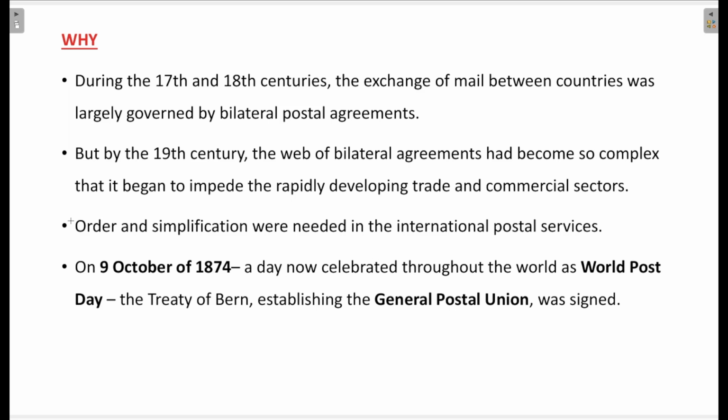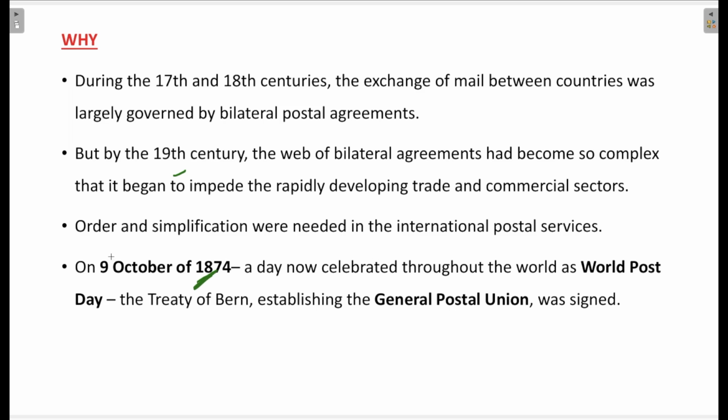So, the countries on their individual levels had bilateral postal agreements between them, but by the 19th century, this web of bilateral agreements between the countries had become so complex that it had begun to impede the rapidly developing trade and commercial sectors. So we needed order and simplification, and therefore on the 9th of October 1874.